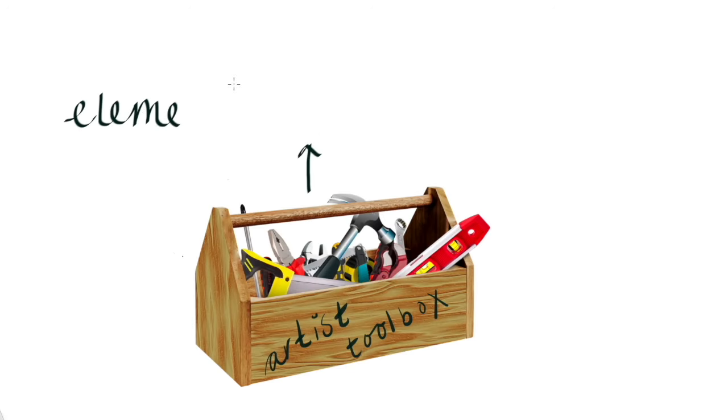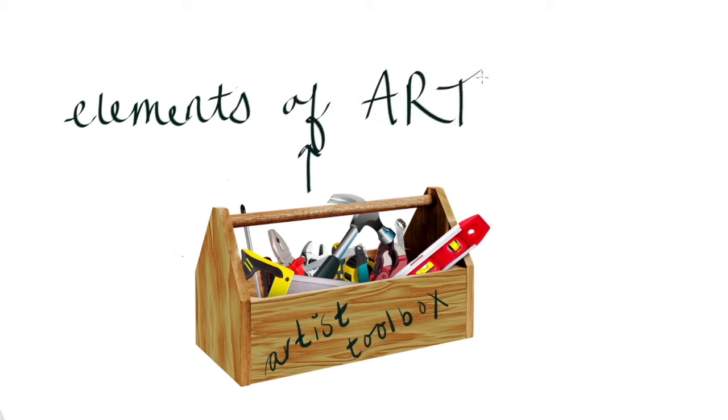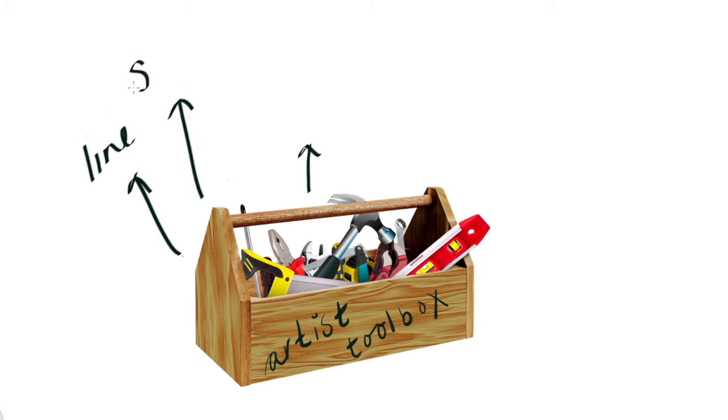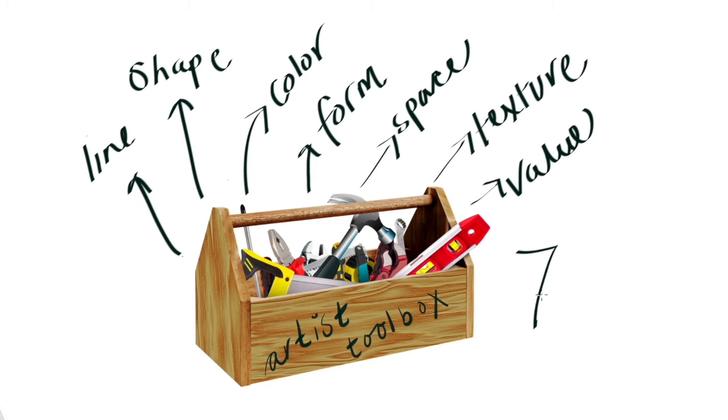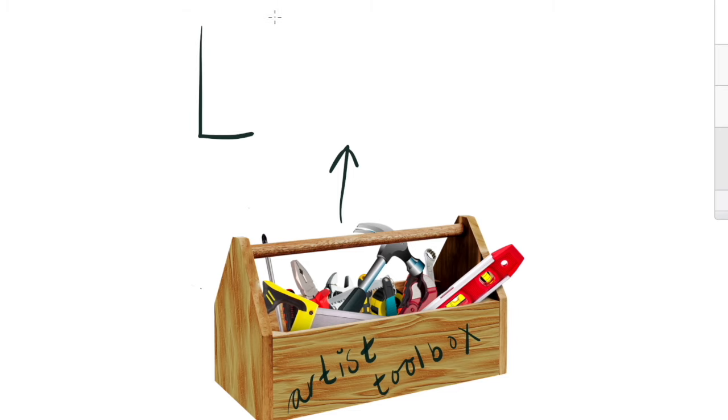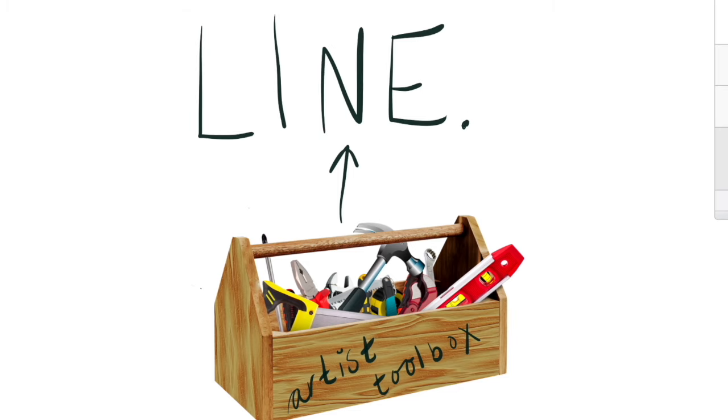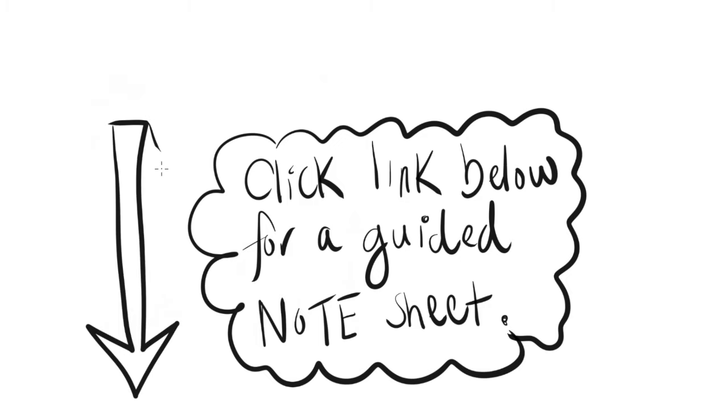Every artist has a toolbox. Inside this toolbox are seven magical things called the elements of art. Line, shape, color, form, space, texture, and value. There are seven total. This video focuses on the element of art, line. If you wish, click below for a guided note sheet to follow along with this video.